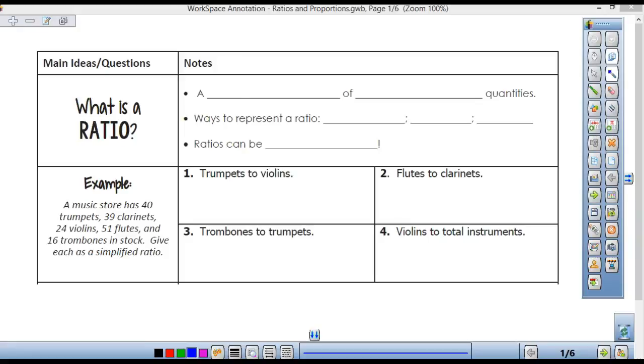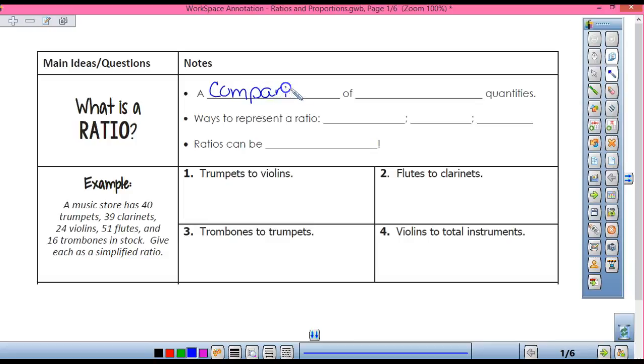Right, so a ratio is a comparison of two or more quantities. We can write these three different ways, and I honestly don't care which way you write them. You can write them as a fraction, A to B.